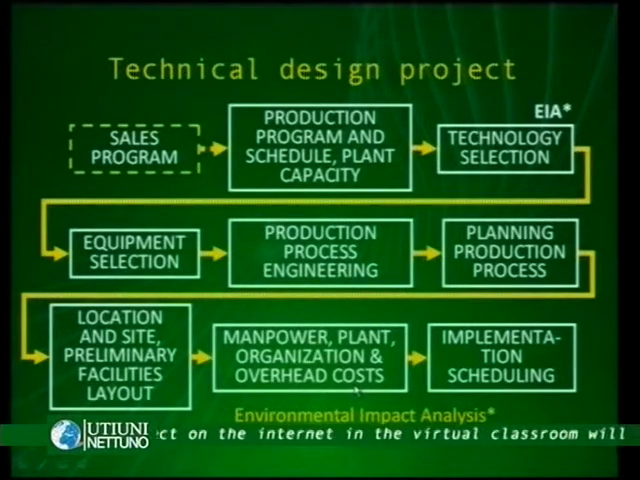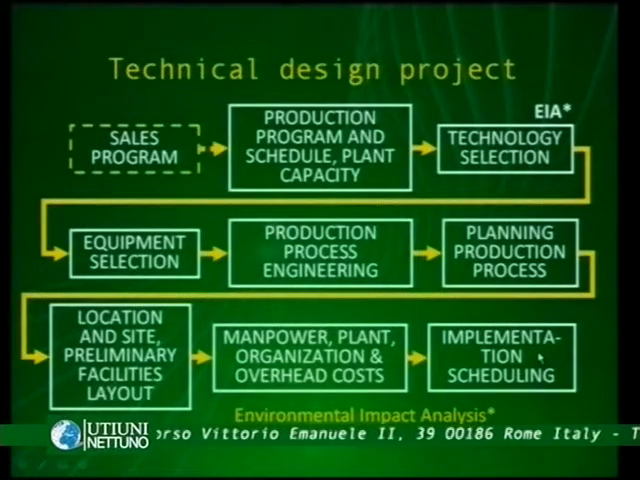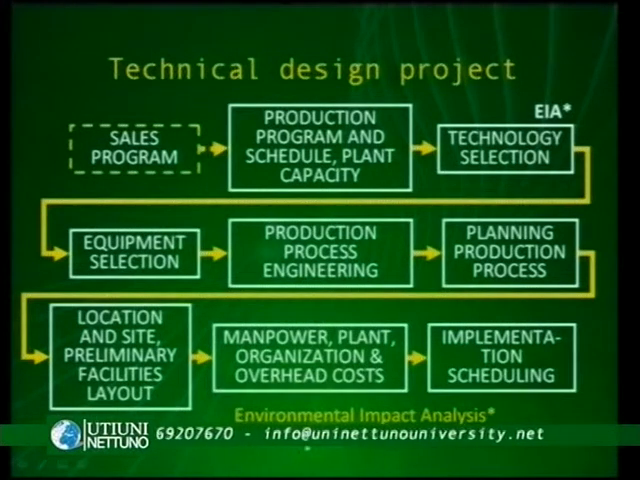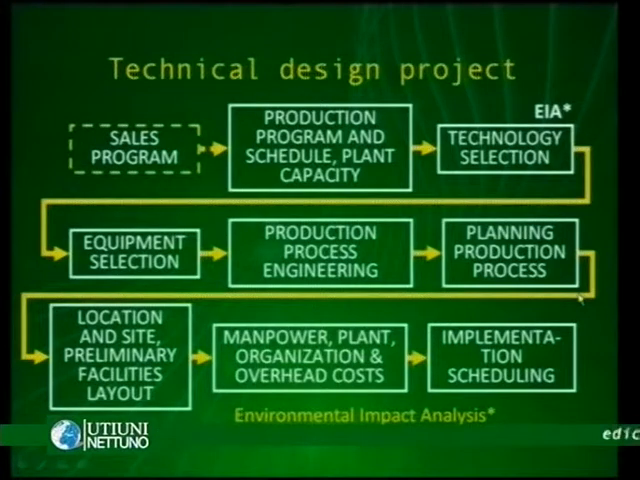Once the facilities have been installed, then we have to consider the manpower, plant organization, and overhead costs. So just to recall the idea, the overhead costs are those kind of indirect costs that should be considered as a part of the investment itself, although they are related to the whole company and not just the single project. And then we have the last phase, which is the implementation scheduling. So once we have designed the whole process, then we have to schedule the different alternatives. So as you can see, we start again from the sales program and we end with implementation scheduling. This is the overall process that we're going to explore through these classes on the technical analysis.